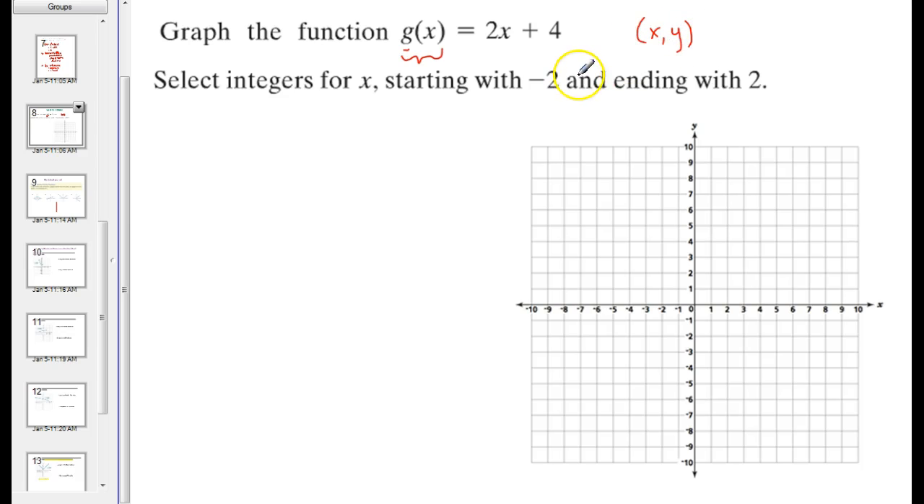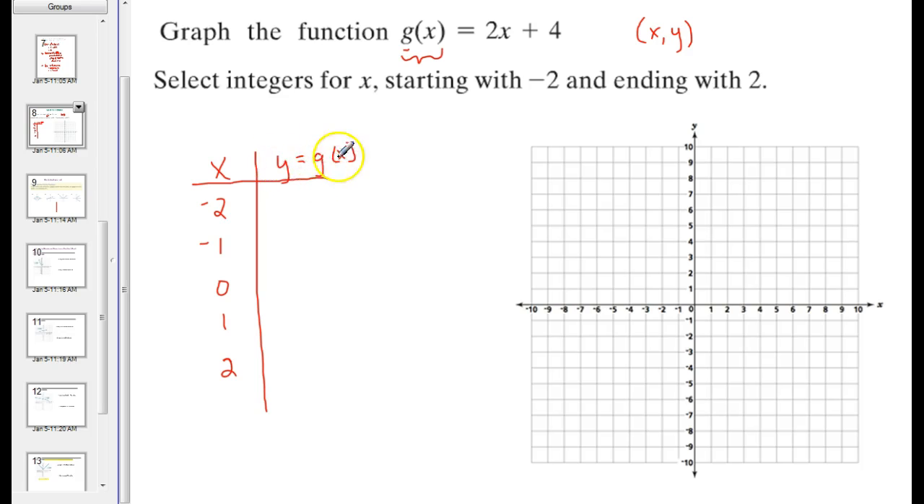Okay, so if you want to plot points, you need to have X's and Y's. Remember, you need an X to go left and right. You need a Y to go up and down. So what this is telling us to do is, for X, start with -2 and make your way in whole numbers, integers, up to +2. And these are the things that are going to go in to come up with our Y, which is the same thing as g of x.